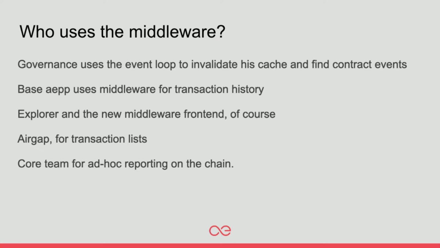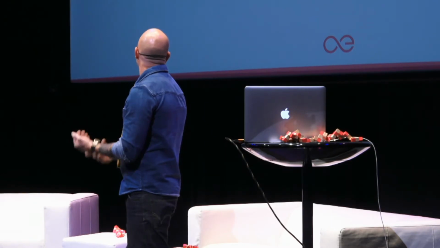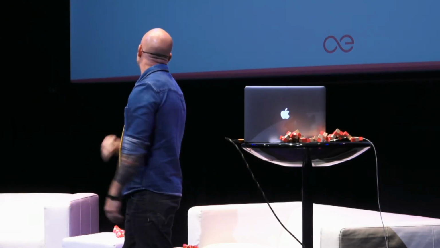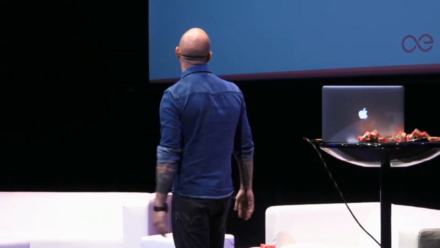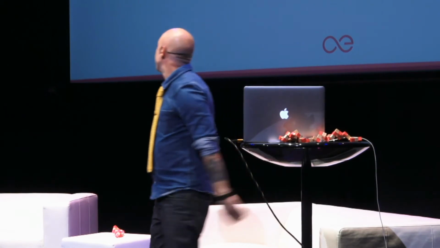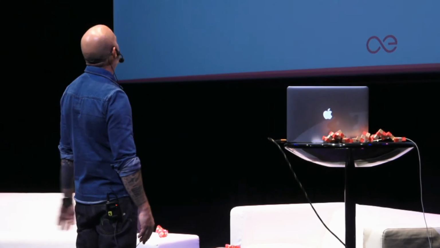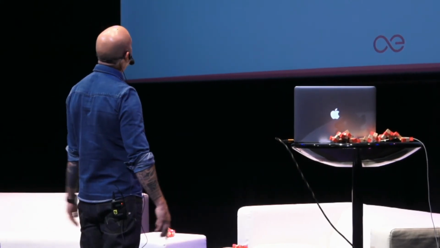Who's currently using the middleware? The governance people are using the event loop and only the event loop. The base app is using transaction history. The Explorer and the middleware front end obviously use the middleware. AirGap are using it for a list of transactions, and we do a lot of ad hoc reporting when we want to find out what's going on, what kinds of transactions there are. And of course, because we have a Postgres database, we can just ask it any question we want. So this was looking for anybody who had claimed a name, and the answer to that was nobody had.